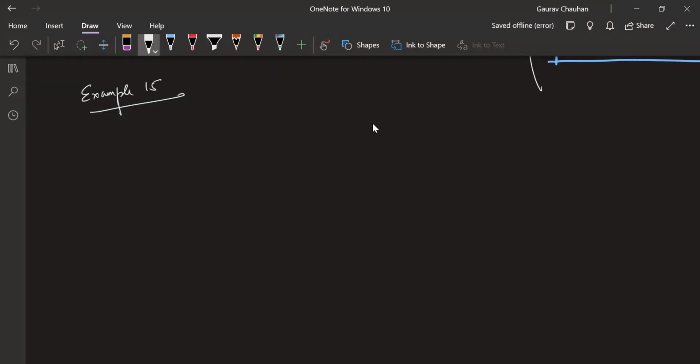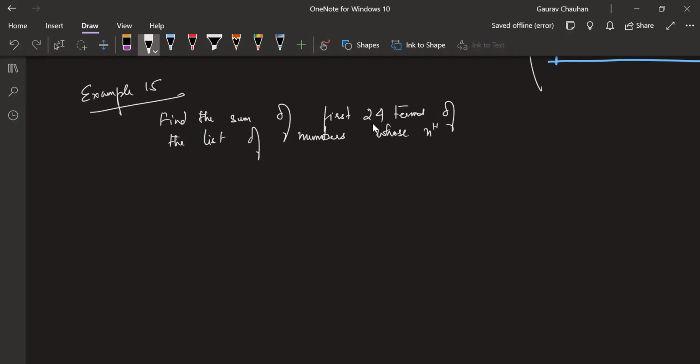So I'm going to go to example 15 now. Find the sum of first 24 terms of the list of numbers whose nth term is given by a of n is equal to 3 plus 2n.